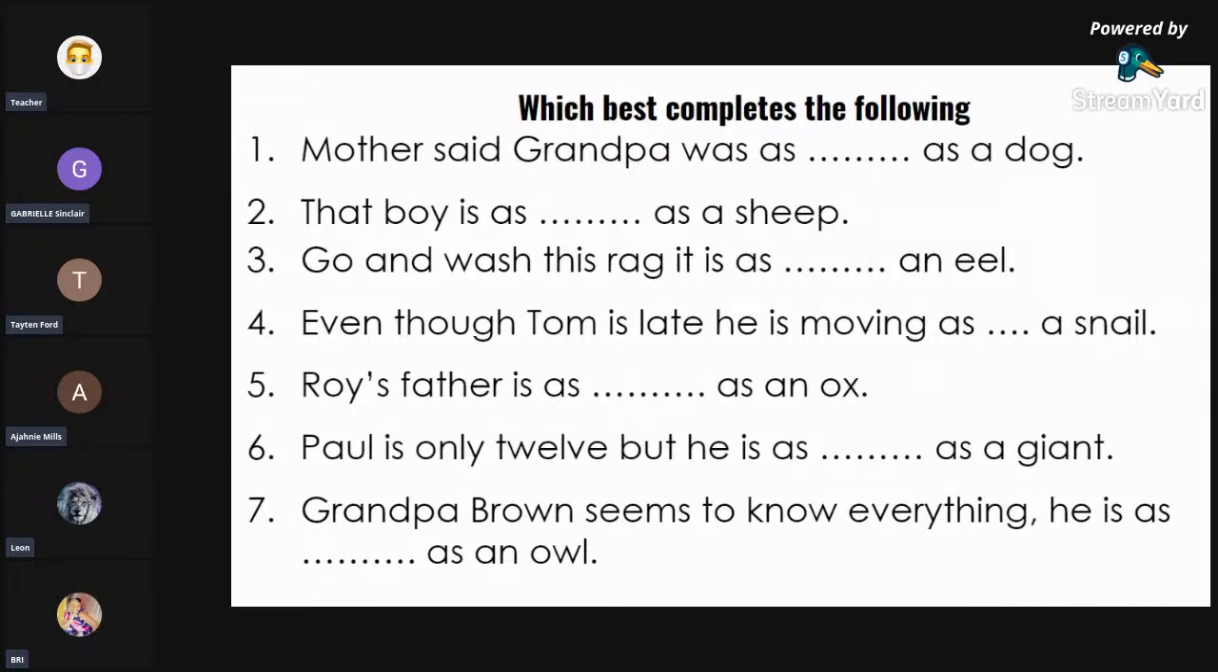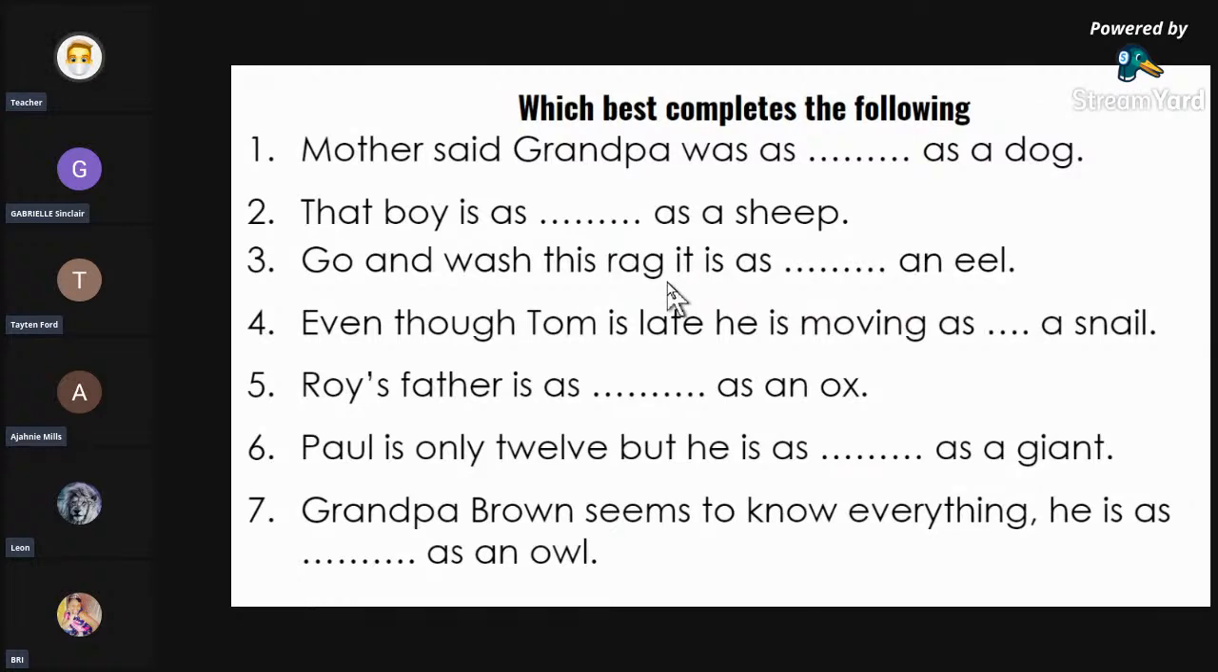Old. Not old. That's not what I'm thinking of. Thinking of something else though. One other person from the panel. Sir, may I try? All right, Ford, go ahead. Grandpa Brown seems to know everything. He is as wise as an owl. As wise as an owl. Thank you. Great work there again, Ford. All right.